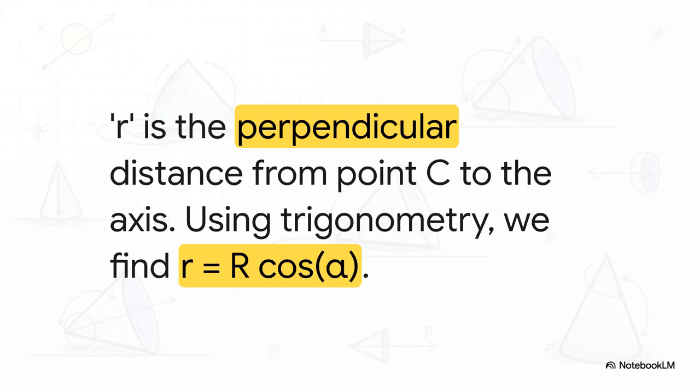Now for the important part, and this is where people often go wrong. What is r in this equation? It is not just the radius of the cone's base. It has to be the perpendicular distance from the point that's moving, point C, to our axis of rotation, the instantaneous axis.